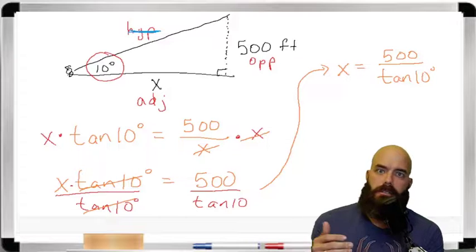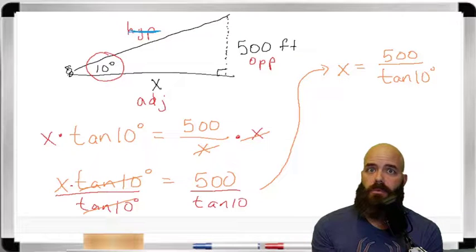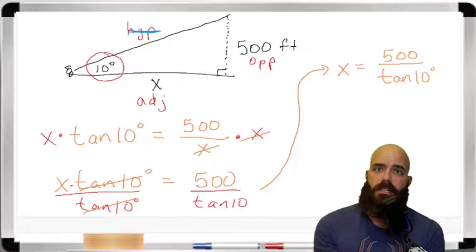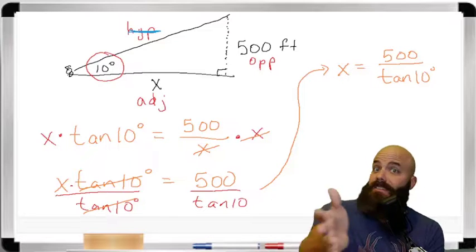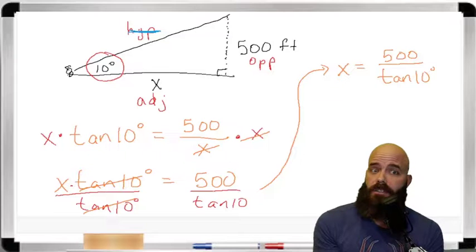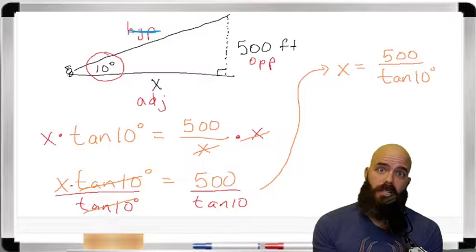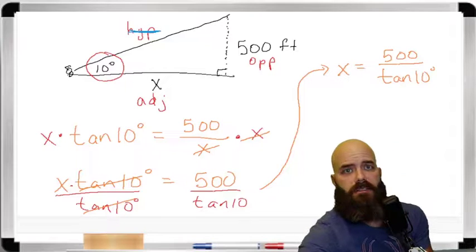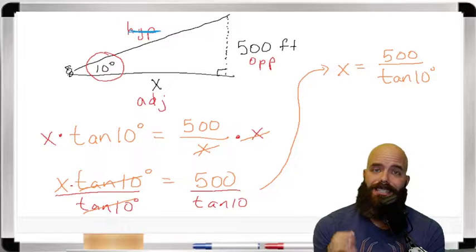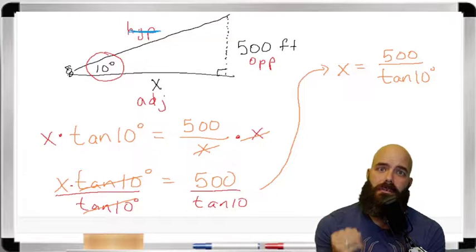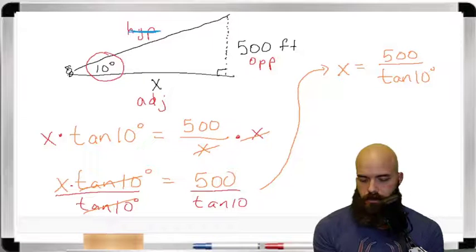But if we want to interpret this, or we're trying to express this distance to somebody, obviously we would not say that plane has traveled 500 divided by tangent 10 degrees horizontally after taking off. We wouldn't do that. We would go to our calculator and we would approximate this if it doesn't give us an exact value. So go to your calculator, make sure you're in degree mode, and type in 500 divided by tangent 10 and see what you get.